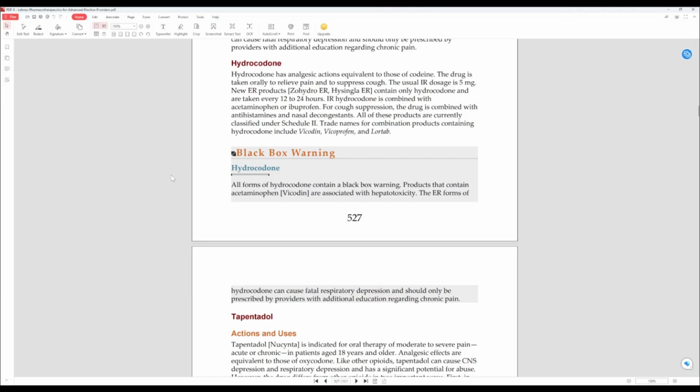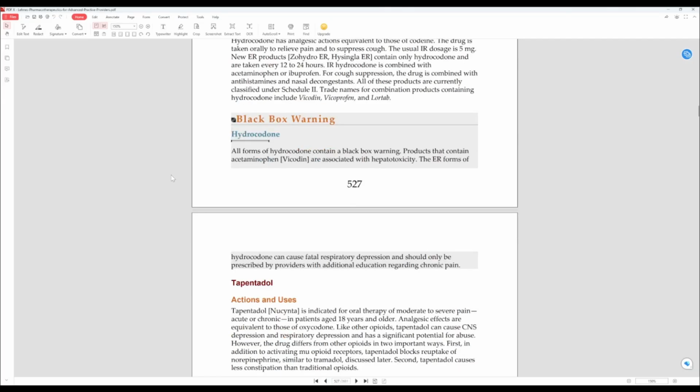So, it's black box warning. Hydrocodone. All forms of hydrocodone contain a black box warning. Products that contain Tylenol are associated with hepatotoxicity, and extended release forms of hydrocodone can cause fatal respiratory depression and should only be prescribed by a provider with additional education regarding chronic pain.